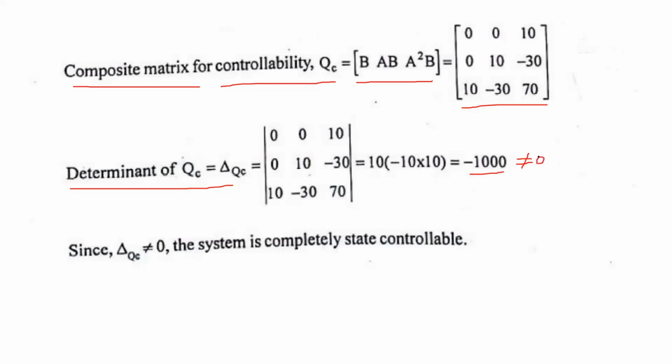Therefore, this value is not equal to 0. Therefore, it's not a singular matrix, and its rank should be 3. So what is the rank of this matrix? The rank of the matrix is equal to 3. What is the order of the system? It should also be 3, that is, n is also 3. Therefore, I can say that the given system is state controllable. I can say that the given system is said to be controllable.